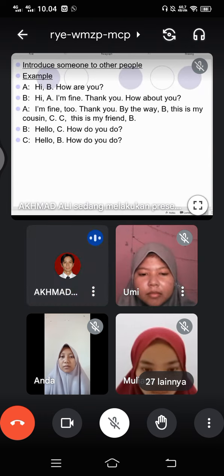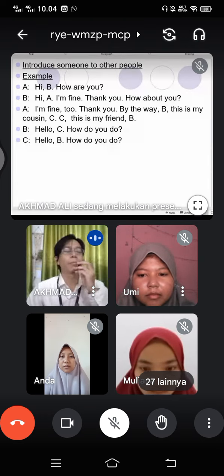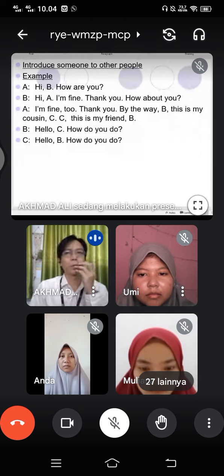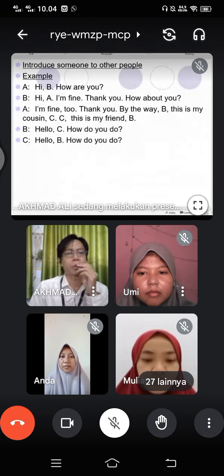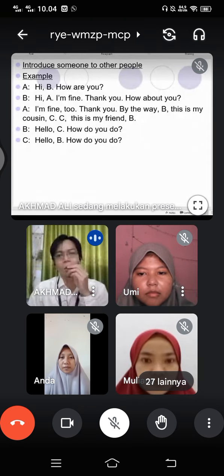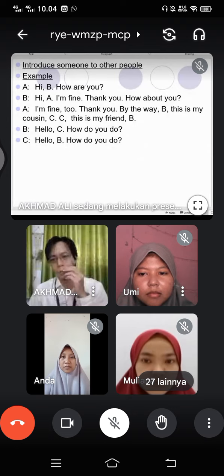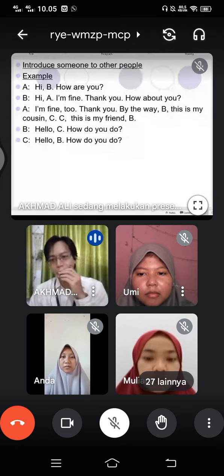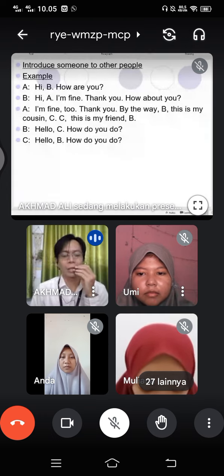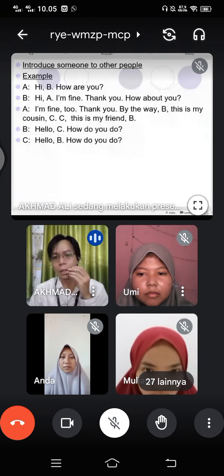So once again, not only one way, but you have to introduce by using two ways. So we have to introduce both of them. Okay? Jadi nggak cuma satu orang saja yang diperkenalkan, tapi dua-duanya. Jadi bolak-balik.